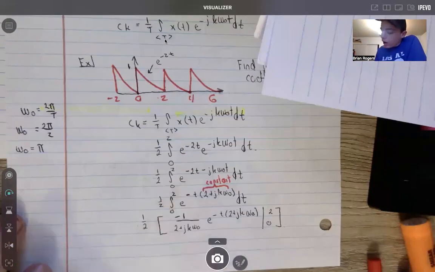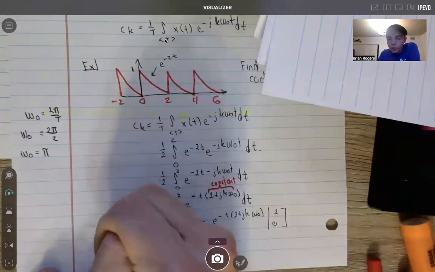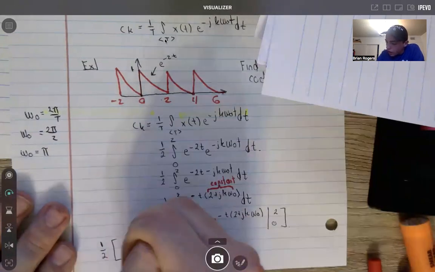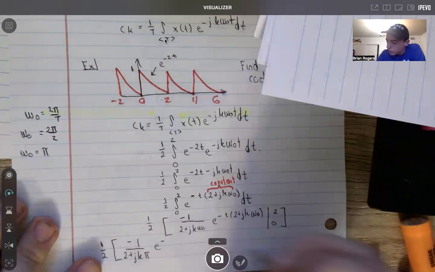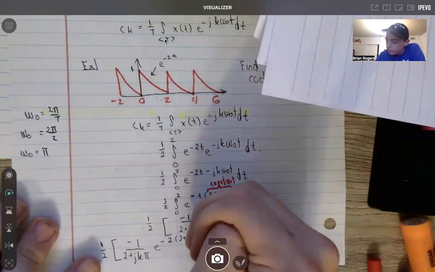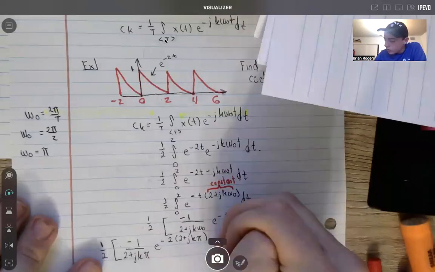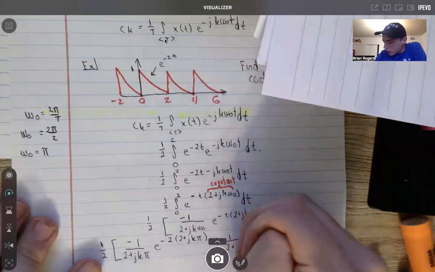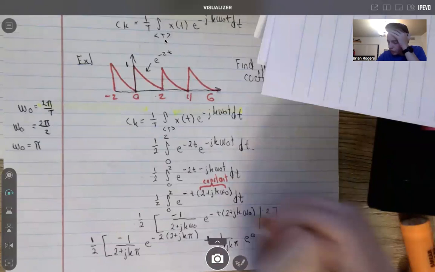Makes sense? So when I go to do the actual substitution in here, I'm going to have negative 1 over 2 plus j k pi, e to the negative, and then 2 in for t, that's what I'm substituting in, times (2 plus jk pi), since omega naught I found out was pi, and then minus a negative 1, so that would just become plus here. 1 over 2 plus jk pi, e to the power 0 because I plug in a 0 here, so everything becomes 0, and that's 1.